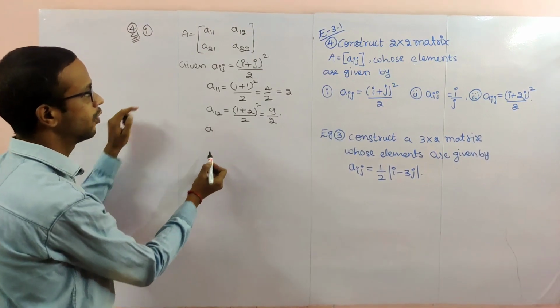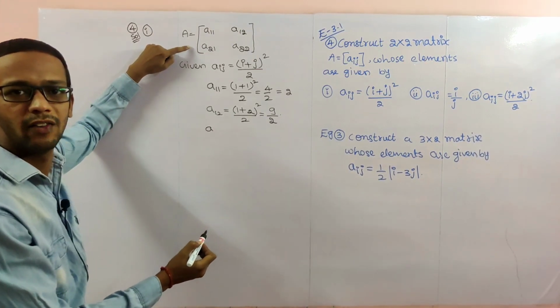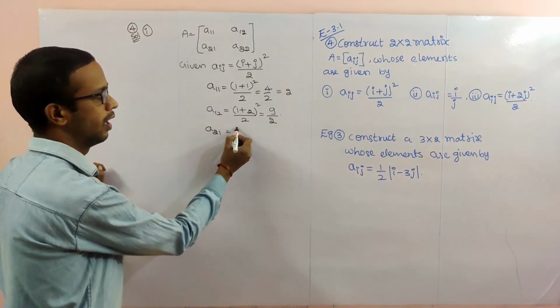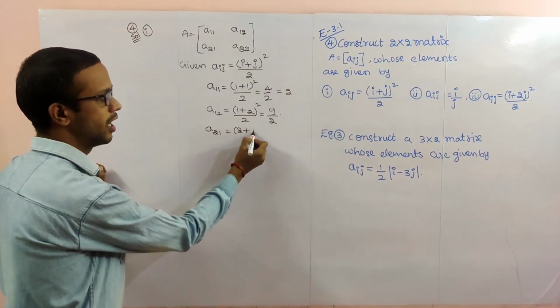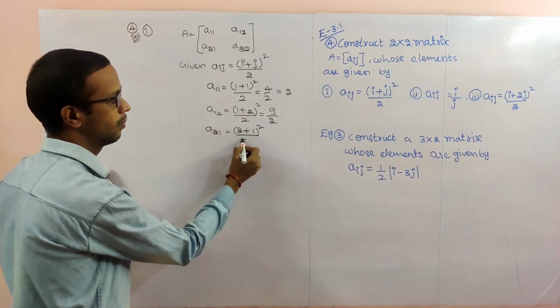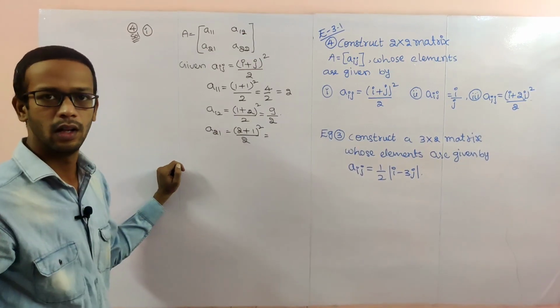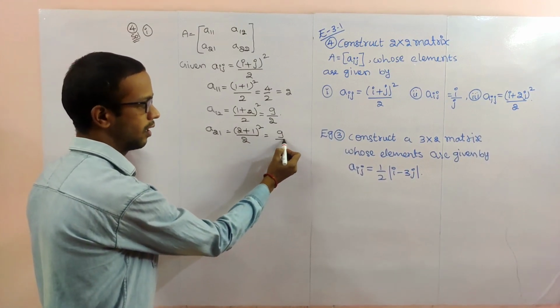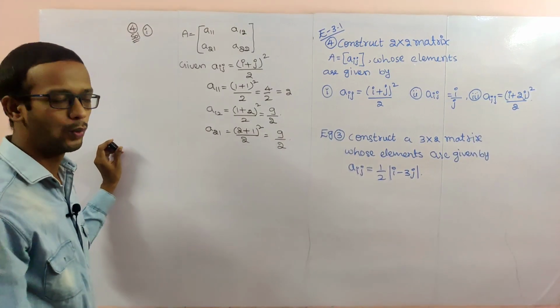Next, what do we need? The A21 element. A21: (I plus j) whole square by 2, with i as 2 and j as 1. 2 plus 1 is 3. 3 square is 9. Here also 9 by 2.